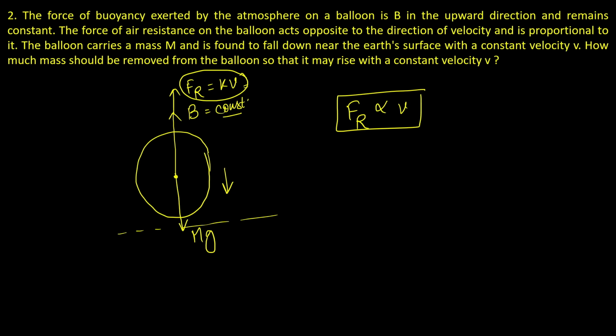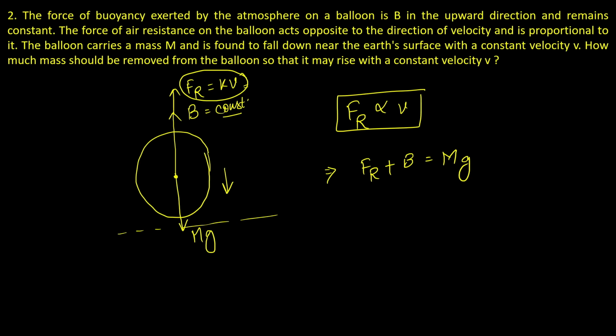Now how much mass should be removed from the balloon so that it may rise with a constant velocity v? At the current state it is moving down. So let us write the force for this current state. We have already chosen the system as this balloon, first step. Second, we have already located the forces. Third step, FBD, we have already drawn. Now let us write the equations. So this Fr plus B must be equal to mg, because it is moving down with a constant velocity v. So the net force must be equal to 0 according to Newton's first law of motion. That is, without any external force, the system will either be at rest or move with a constant velocity. So the net force on the system must be 0 in this case, because it is moving downward with a constant velocity initially.